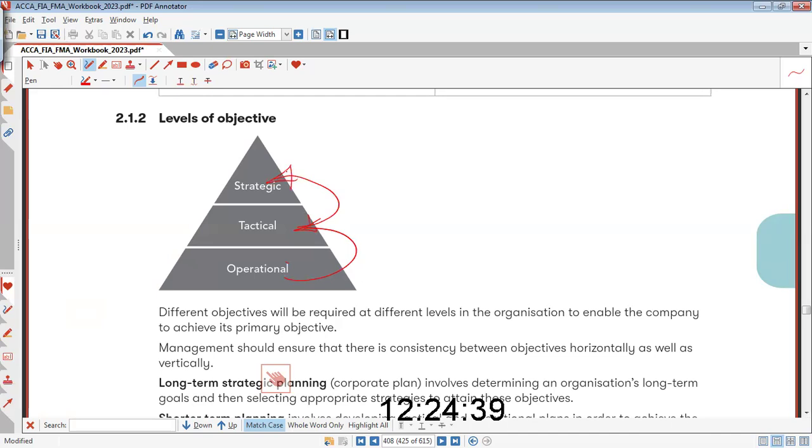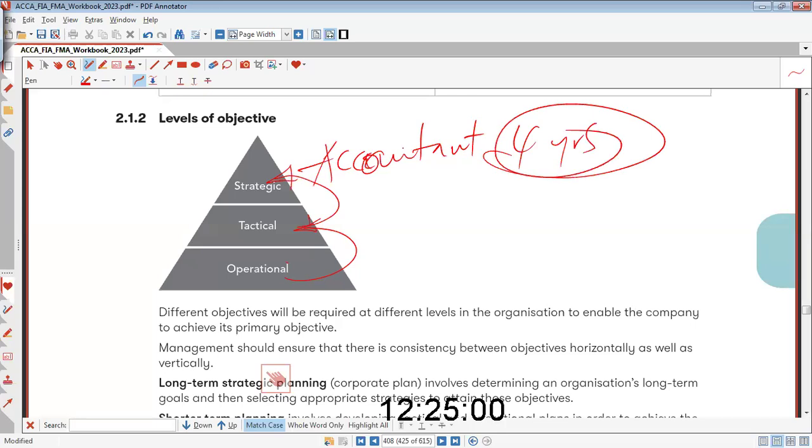So like I said, if you have a long-term plan of becoming an accountant, you can start by saying, every year I'll do 6 papers of SCCA. So you have the strategic plan: become an accountant. This is going to take you 4 years. But you say for me to reach here, for the first 3 years, I need to do 6 SCCA papers each year. And then in the last year, I need to have an internship.